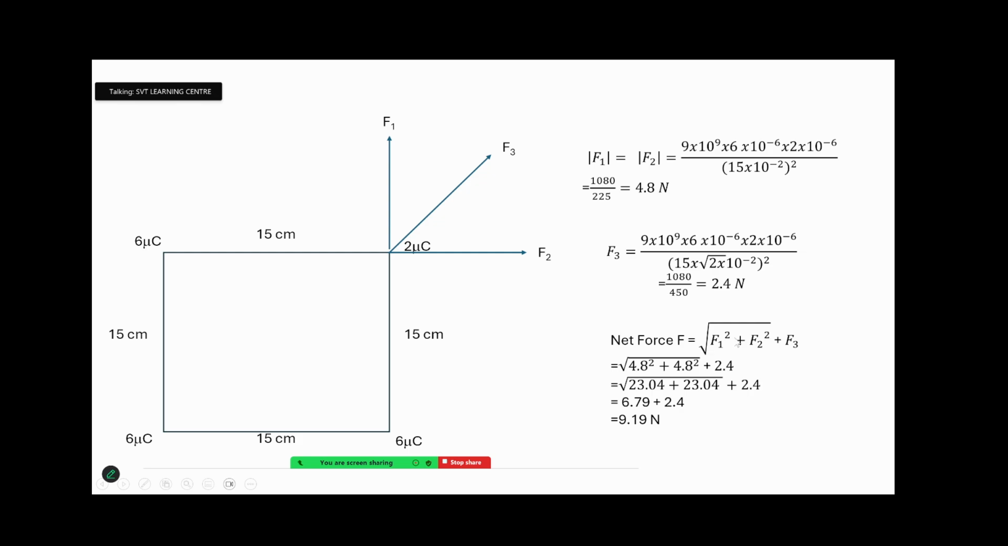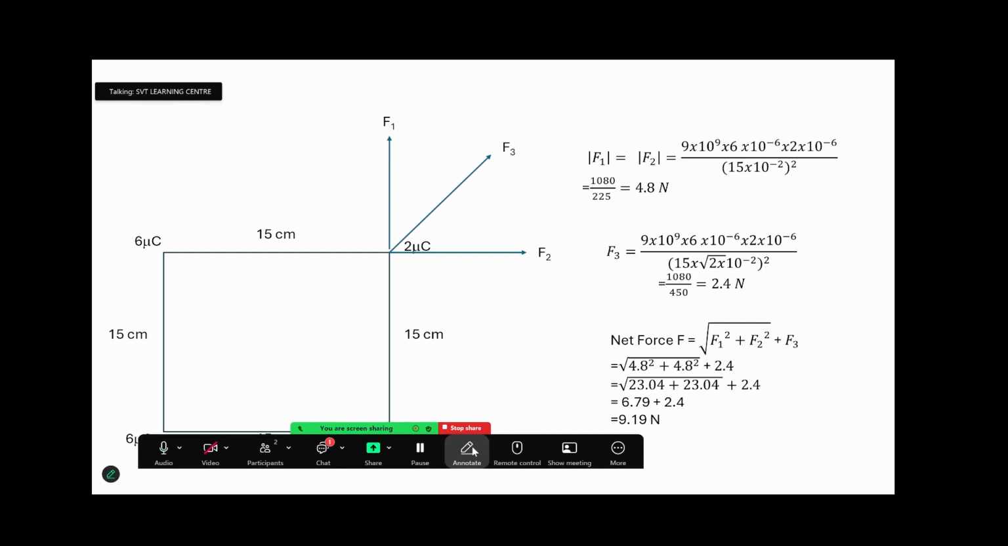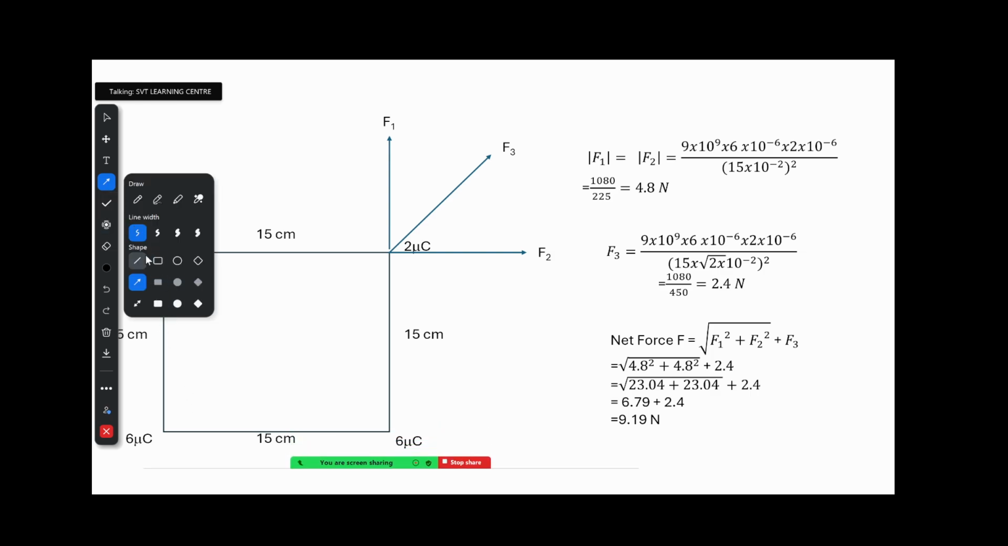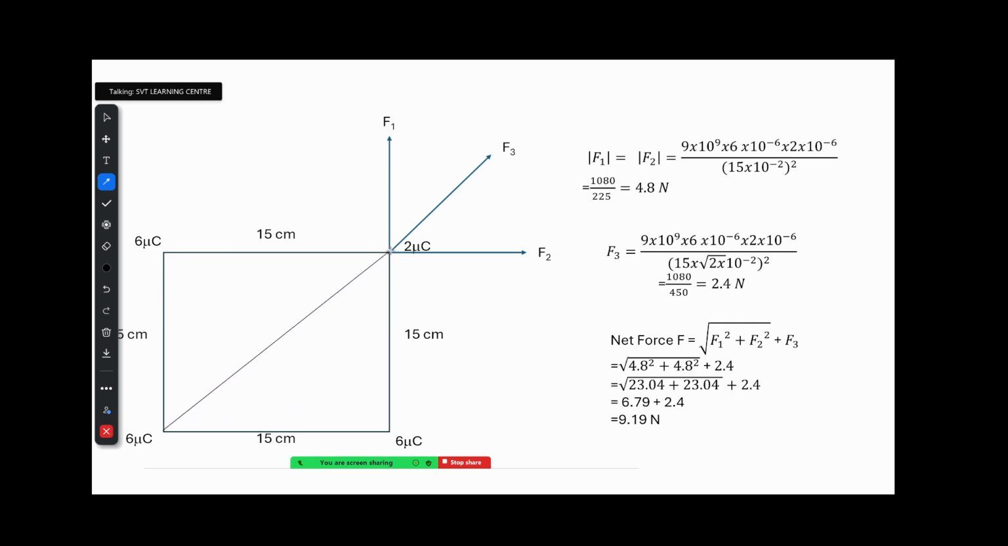So their resultant will be the square root of F1 square plus F2 square. As regards the third force, it will act along the line joining the 6 and the 1 microcoulomb. It's along the diagonal. So the net resultant will be like this. Its value, the charges and everything is same except the distance will be 15 root 2. That is the square root of a square plus b square, and it's a square, so the diagonal will be root 2 times the side. That comes to be 2.4. You take the resultant of F1, F2 and then add 2.4 to it. You get the value as 9.91 Newton.